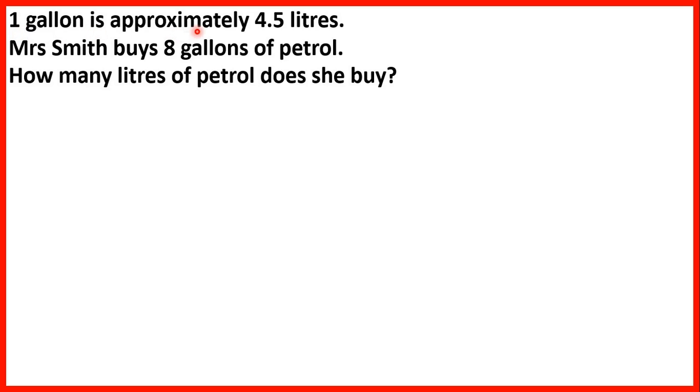1 gallon is approximately 4.5 litres. Mrs. Smith buys 8 gallons of petrol. How many litres of petrol does she buy? So if there are 4.5 litres in each gallon and she buys 8 gallons, we need to work out 4.5 times 8. So we copy down our decimal point and then we can use short multiplication to get 36.0. But if we have 0.0 on the end, we have a whole number. So our answer is 36 litres.